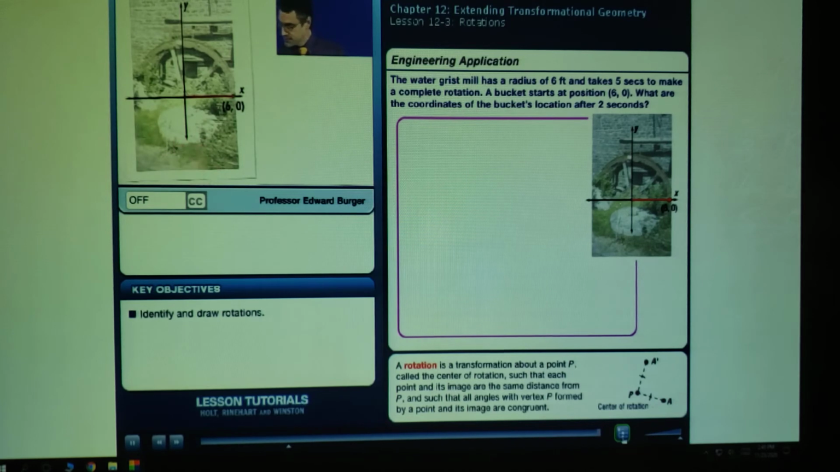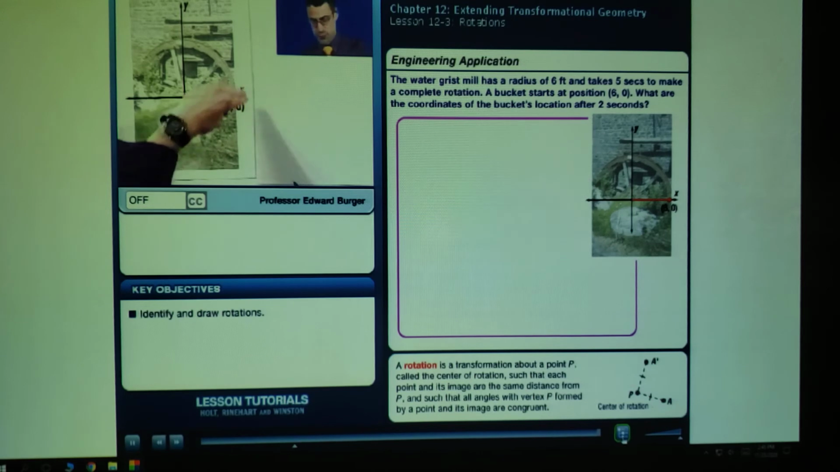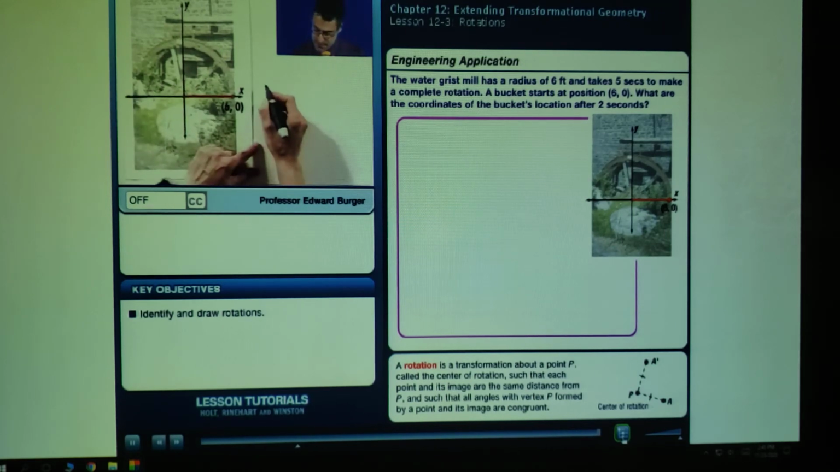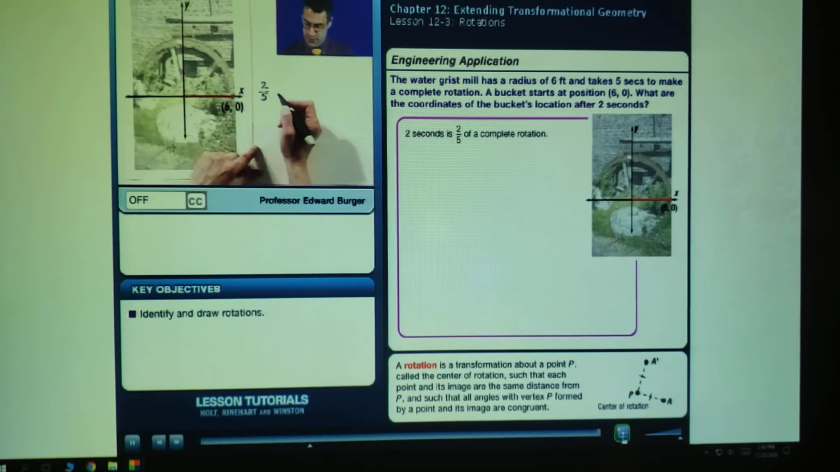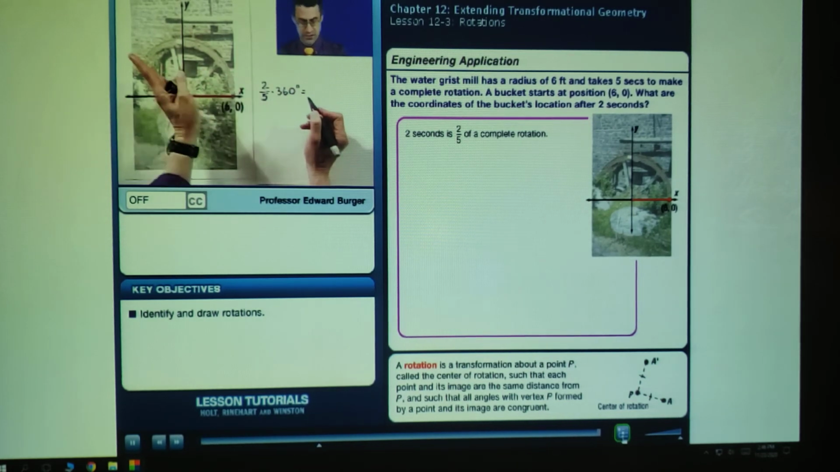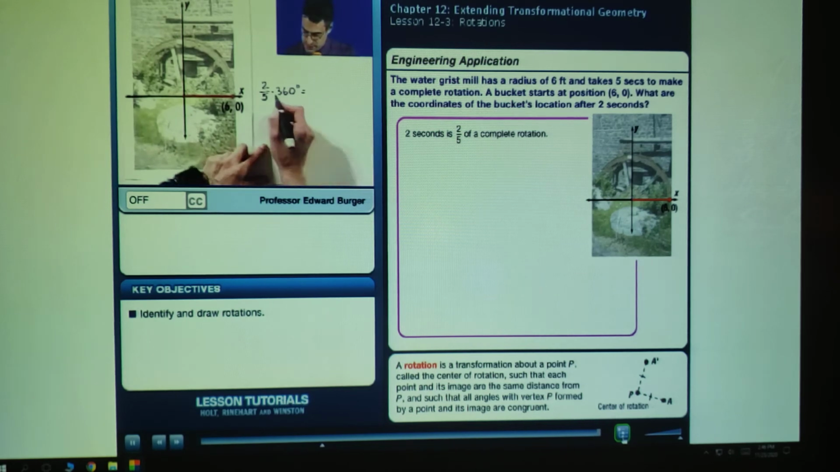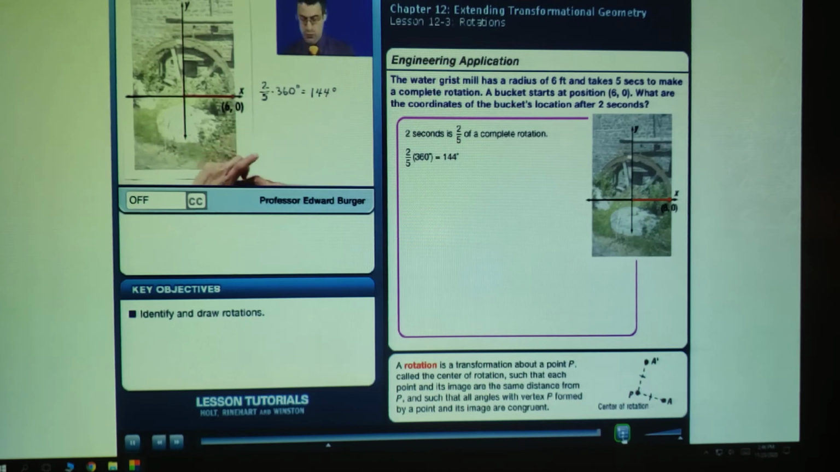So, first of all, 2 seconds. Well, how much around have we gone? Well, if once around takes 5 seconds, then the amount we've gone in 2 seconds is 2/5 of a complete rotation. Well, okay, now if it's 360 degrees in a full rotation, then we multiply this by 360 degrees to find out how many degrees we've traveled starting from this point. And if we actually perform the division and multiplication, we see 144 degrees. Aha! Which, notice, is less than 180, which is halfway around.